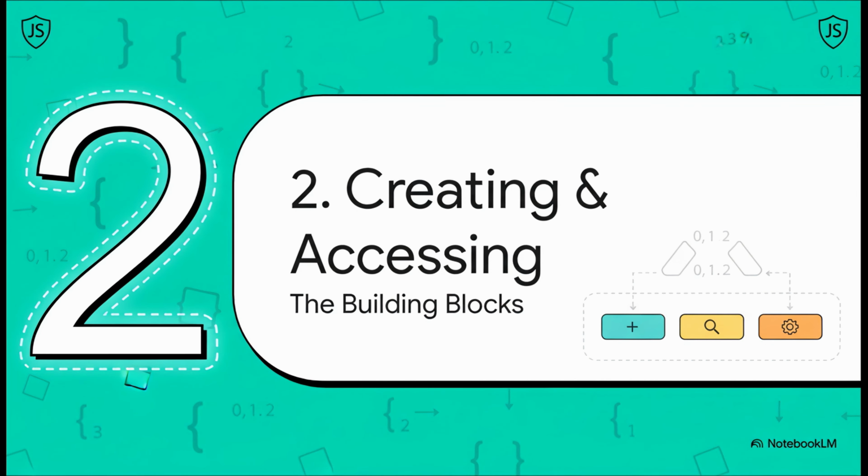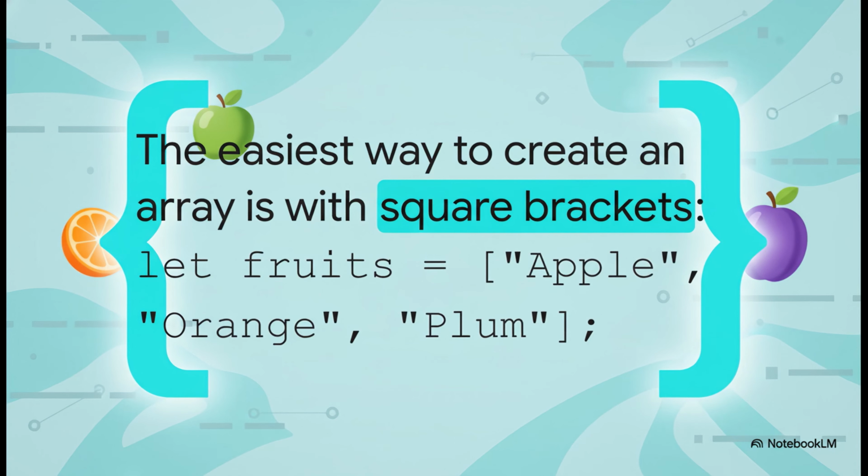Now let's get into the building blocks. How do we create them and how do we access the stuff inside? So the easiest, most common way you're going to see an array created is just with these square brackets. It's clean, it's simple, and honestly, it's the standard. You just pop your items right in there, separated by commas, and you're good to go.